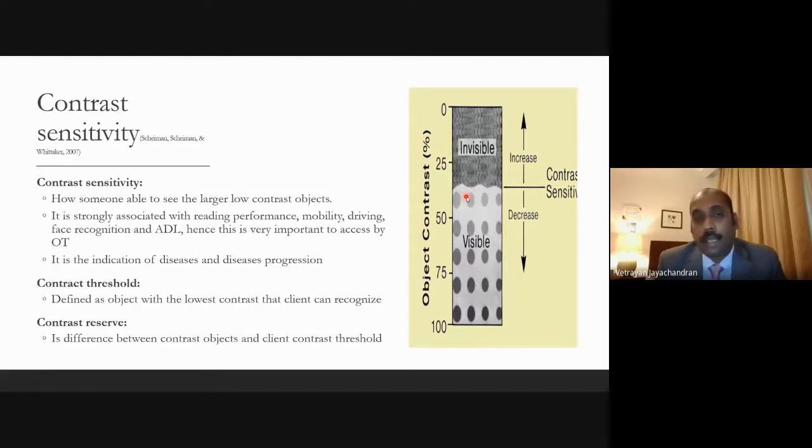We have to understand the contrast threshold and what contrast reversal is, and we have to check with our client when we're doing the modification for our persons. If the contrast level of the object is less, the person needs increased contrast, so we need to increase the contrast sensitivity of the person. If the object contrast is more, then we don't need to increase the contrast sensitivity; it will be decreased. So it is inversely related to each other. That's why contrast sensitivity is very, very important for occupational therapists to know about.